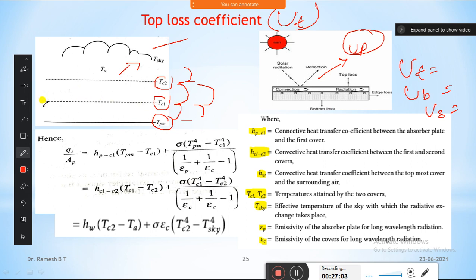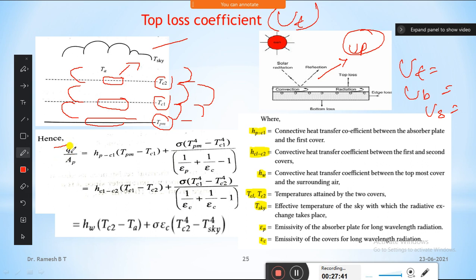Okay, so these are all parallel surfaces. This is the absorber plate, and this is cover 1, cover 2 and the surroundings. The first interaction is the absorber plate and the first cover, the second interaction is the first cover and the second cover, and the third is the second cover and the atmosphere. Like this, step by step, there is an interaction. By considering all these, we can get the equation, that is QT divided by AP.